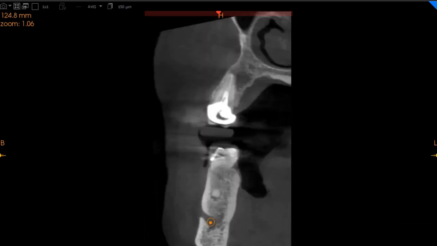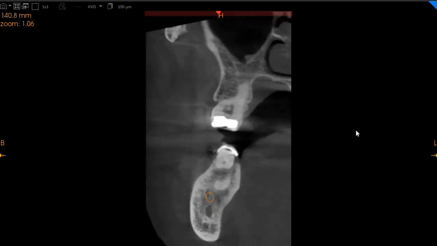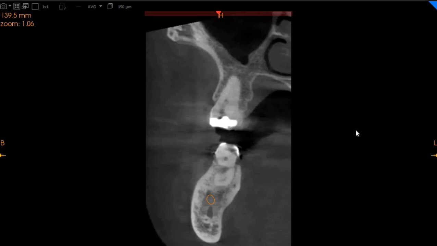Now moving to the upper left second molar, we've got an amalgam restoration because of its radiopacity. But underneath the restoration, we can see that there is secondary caries right here as well, and that is something to be kept in mind. Now we're going to move to the upper right segment.